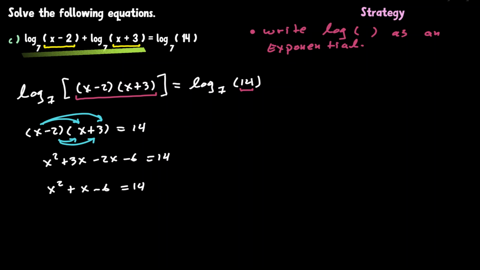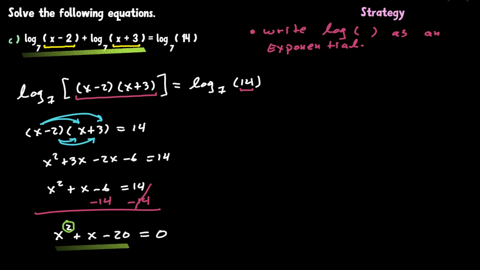And to solve for x, let's set the equation equal to 0. Let's subtract 14 on the left and the right. So now we have a trinomial where the highest exponent is 2. Let's try to solve this by using factoring. So let's think of 2 numbers that when we multiply them, it is equivalent to negative 20, and when we add them up, it is equivalent to positive 1.